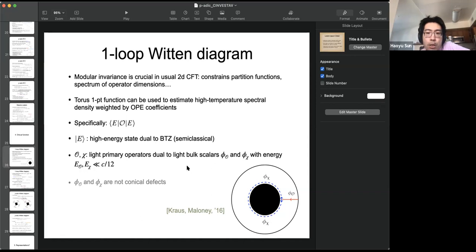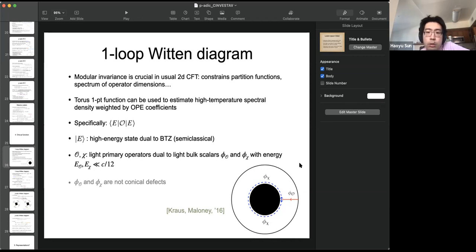And in order to probe this BTZ black hole, there's a nice thought experiment proposed by Per Kraus and Alex Maloney back in 2016. So first we denote O and chi as light primary operators in the CFT, dual to two light box scalars, phi sub O and phi sub chi.